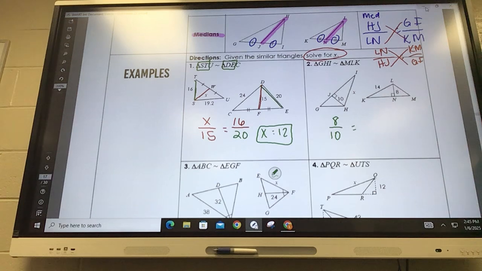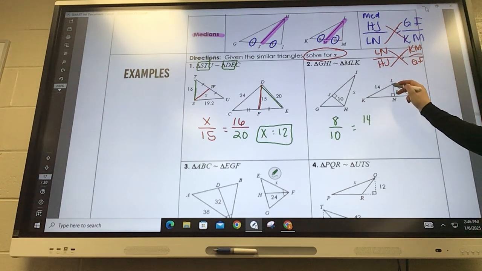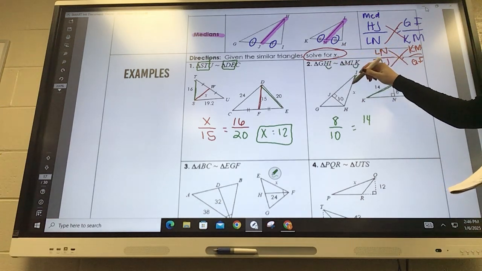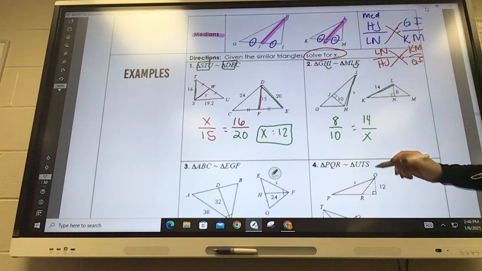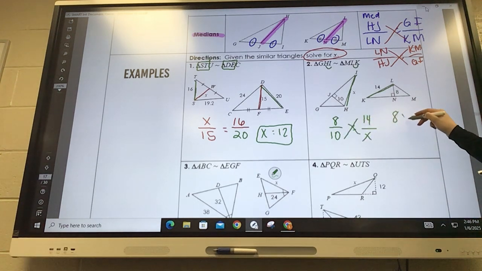Small to big. So then, if I did 8 on top, what do I want on top for the second fraction? 14, which was my only option, but it doesn't hurt to double check that it matches the piece that we need it to. So LK does match HI, which is what I needed, so we were safe, but like I said, doesn't hurt to check. So when you cross multiply, I have 8x equals 10 times 14.